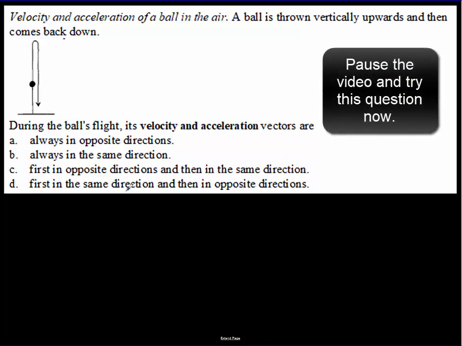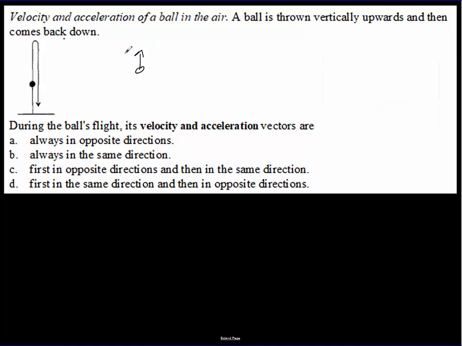Pause the video, read the question, try it out, come back for the answer. So on the way up, of course, its velocity is up, and on the way down, its velocity is downwards. On the way up, it's slowing down. That means that its acceleration has to be opposite to its velocity. On the way down, it's gaining speed, and that means its acceleration has to be in the same direction as its velocity. So the answer is first in opposite directions, then in the same direction.